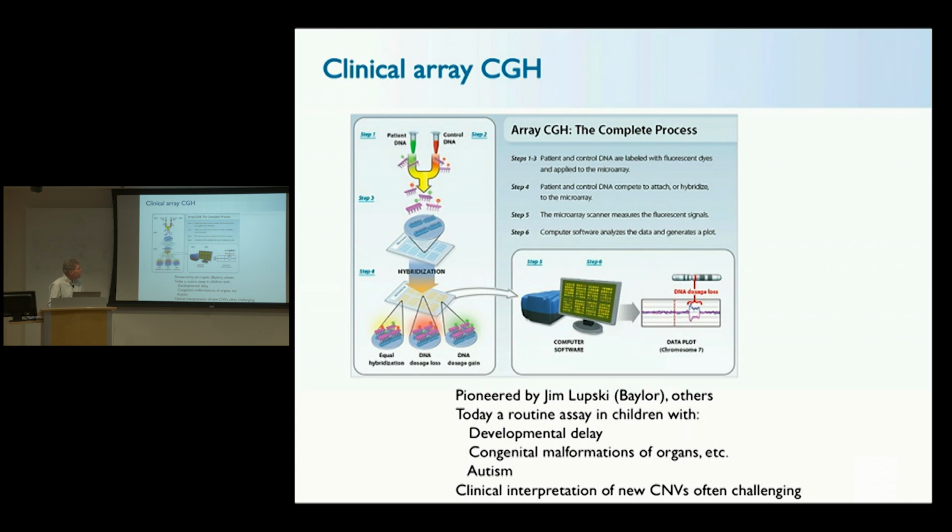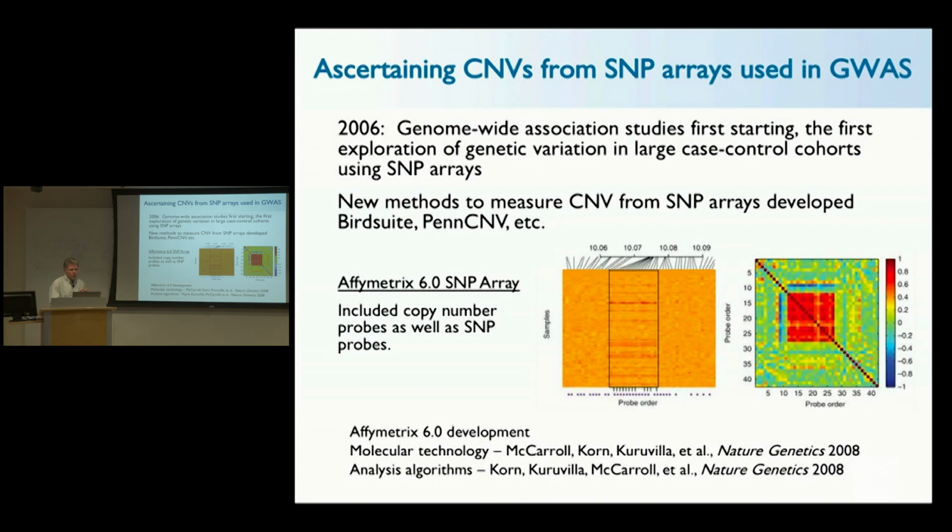And then the next really technological development was realizing that we could also get information about copy number variation from SNP microarrays.